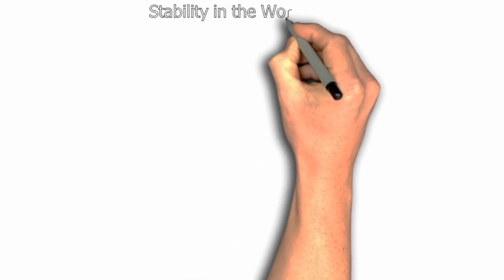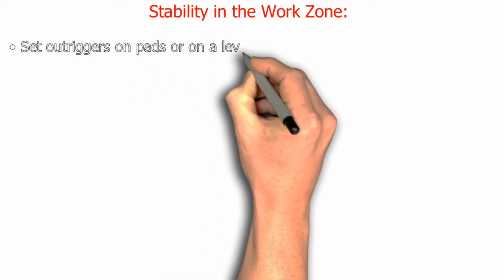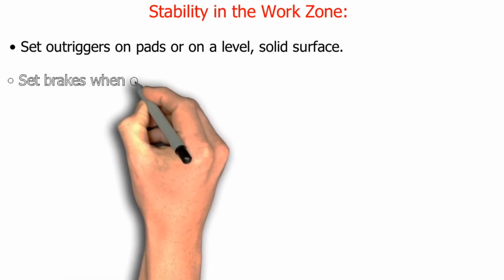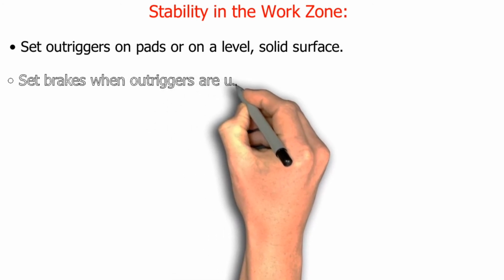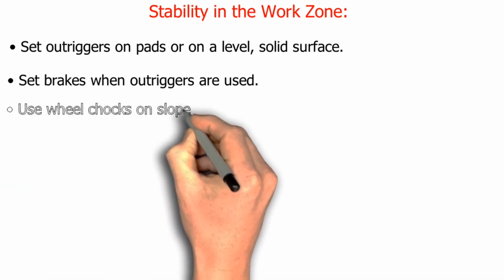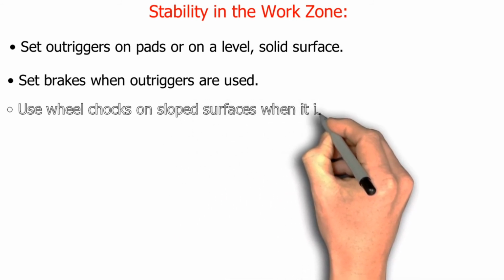Stability in the work zone. Set outriggers on pads or on a level, solid surface. Set brakes when outriggers are used. Use wheel chocks on sloped surfaces when it is safe to do so.